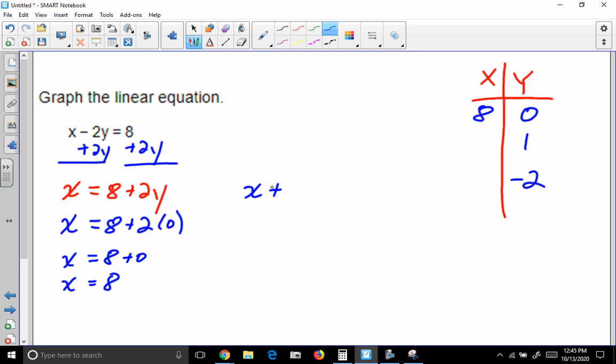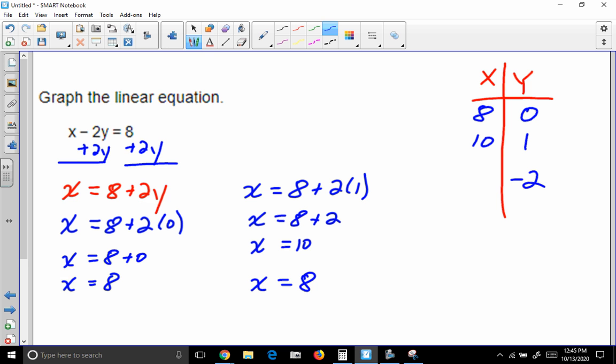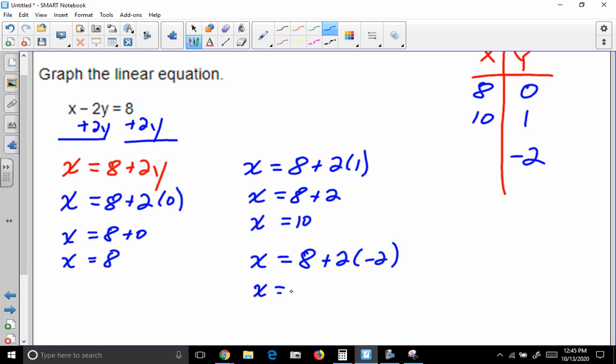All right, this time let's put a 1 in place of y. So 8 plus 2 times 1. So let's find x when y is 1. So x would be, we multiply before we add. So 2 times 1 is 2. So x is 10 and y is 1. And then lastly, let's put a negative 2 in place of y. So 8 plus 2 times negative 2. Again, we have to multiply before we add. So 2 times negative 2 is negative 4. And then 8 minus 4 is 4.